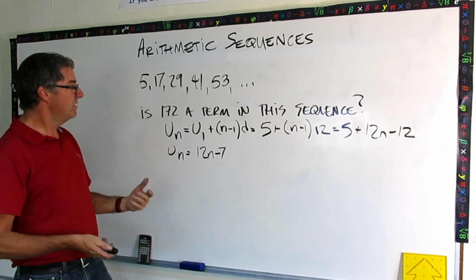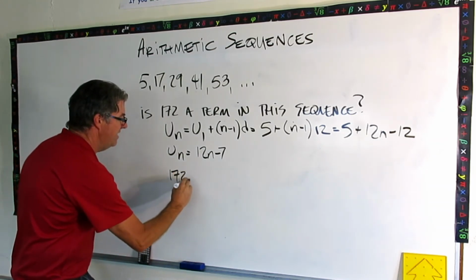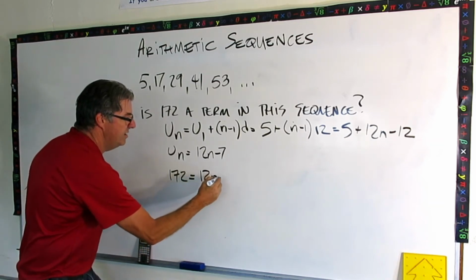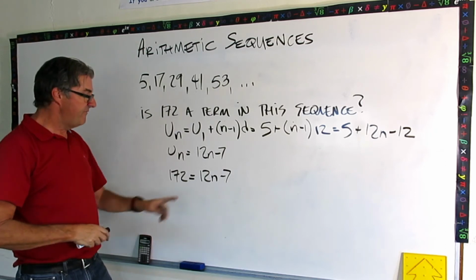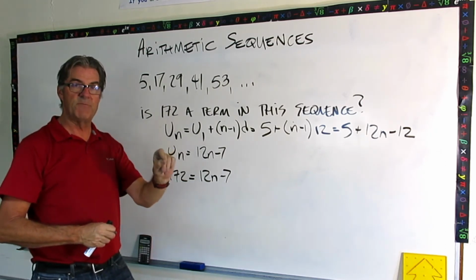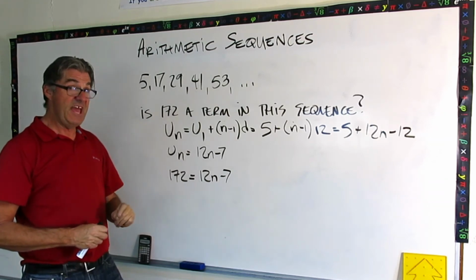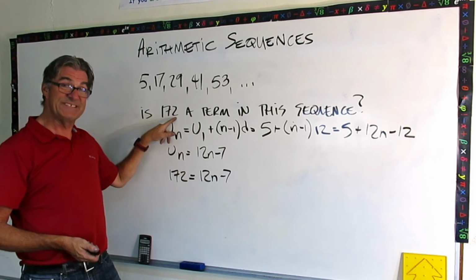Okay, if you thought, well, let's plug the 172 in for un and then solve the equation for n, that's what we do. And the result will be, if n ends up being an integer, then we know that's the term number of the sequence. If n is a fraction or a decimal, we know that 172 isn't in the sequence.